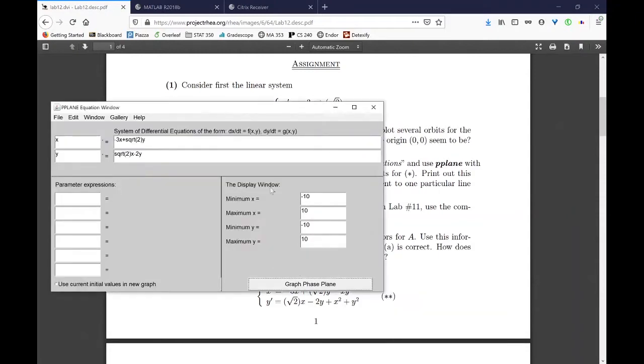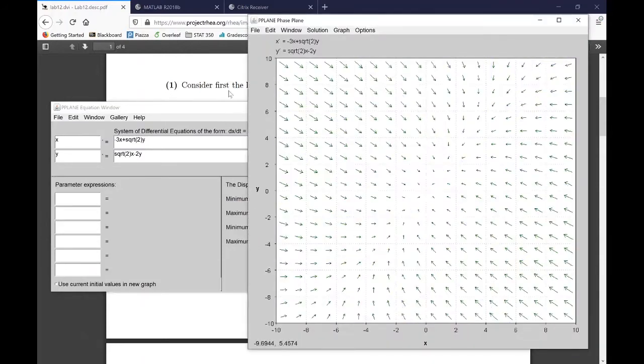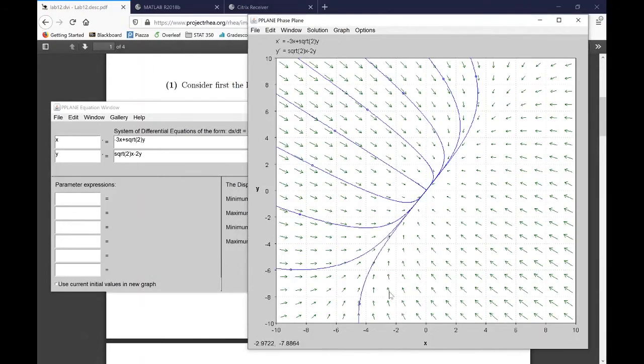So if we go into p-plane and plot this, and print out a few orbits, we should see very readily that this is a sink, right? You can see all the arrows are pointing towards the origin. So this equilibrium point at 0, 0 would be a sink.